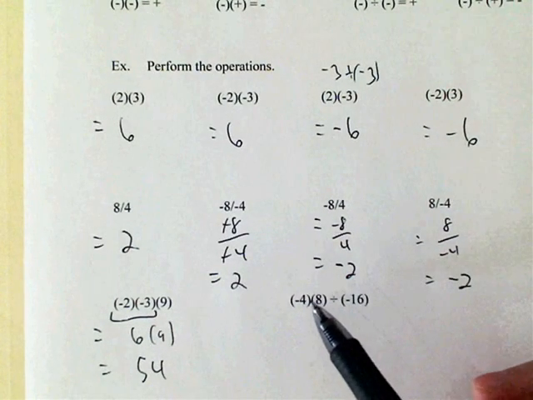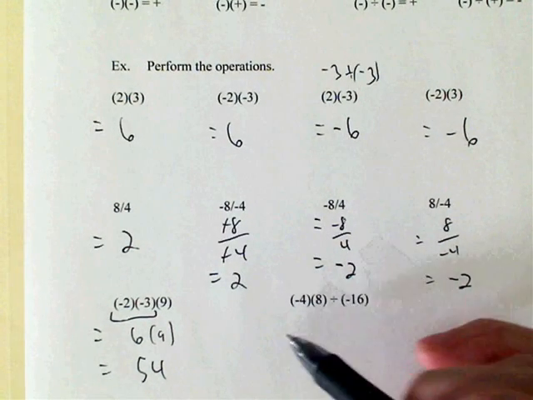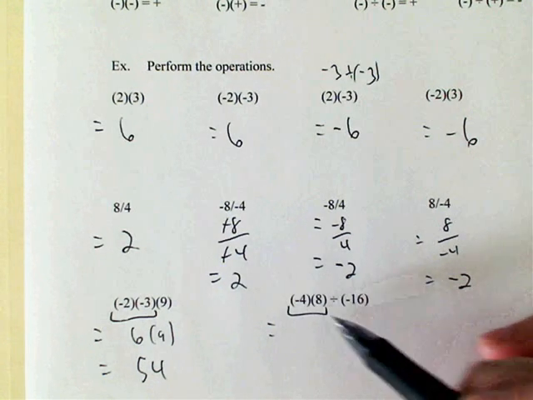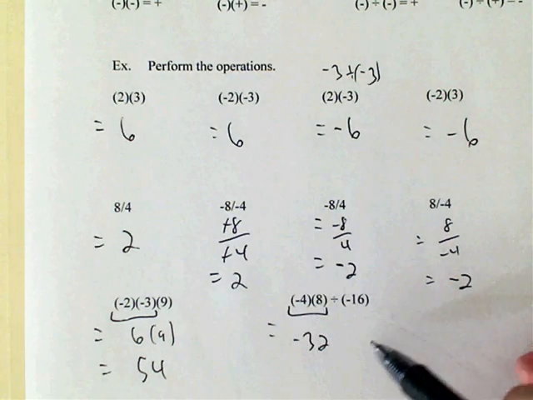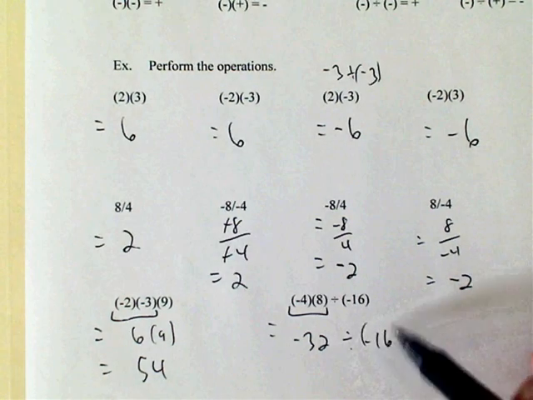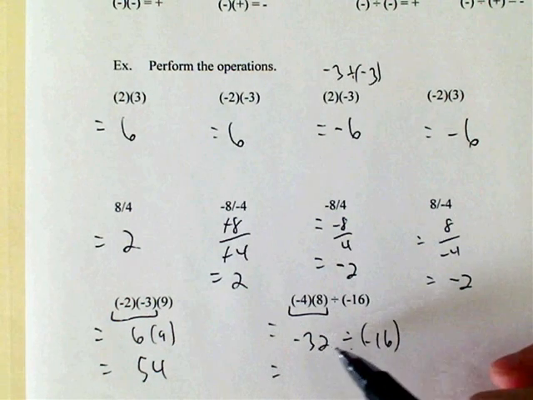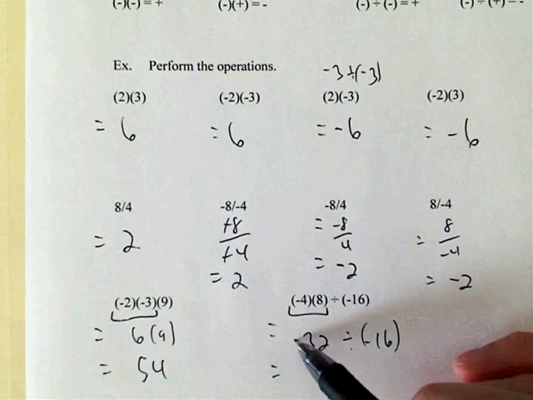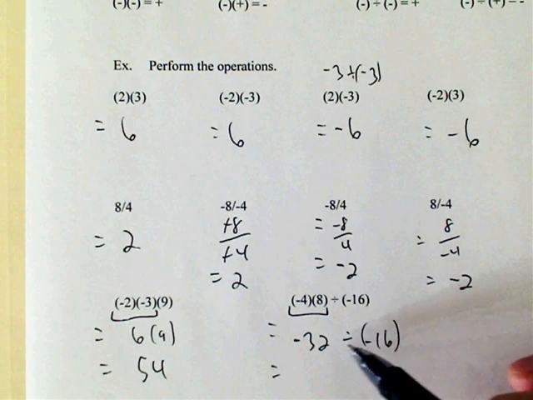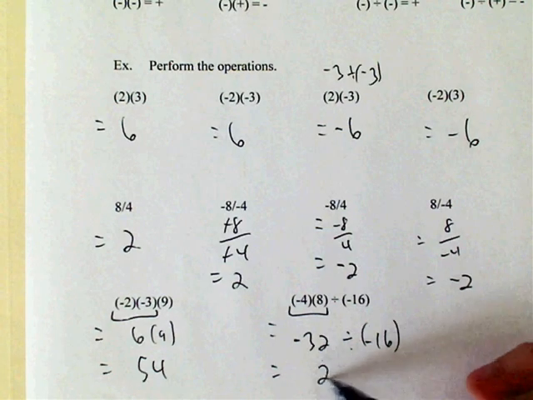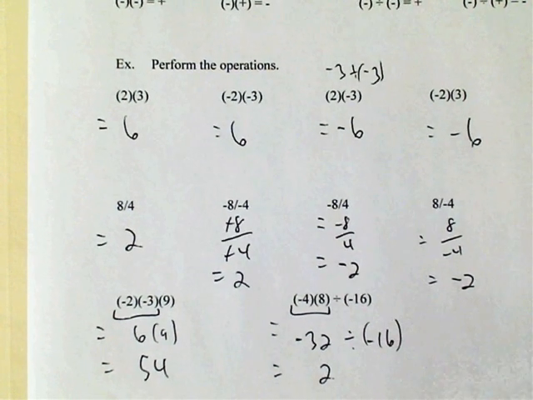This one is multiplication and division. I just go left to right when it's multiplication and division. So let's do these two. Negative 4 times 8 is a negative 32, and those are different signs. That's why the answer is a negative for that part. And now, a negative 32 divided by a negative 16, I like to do the signs first. A negative divided by a negative is a positive, and 32 divided by 16 is 2. The answer is a positive 2.